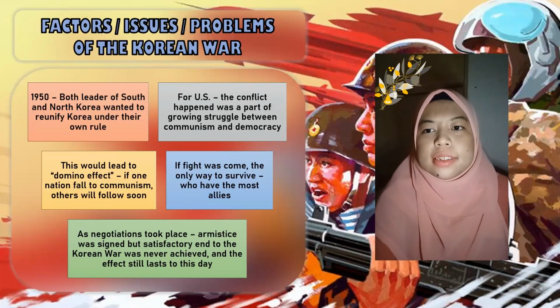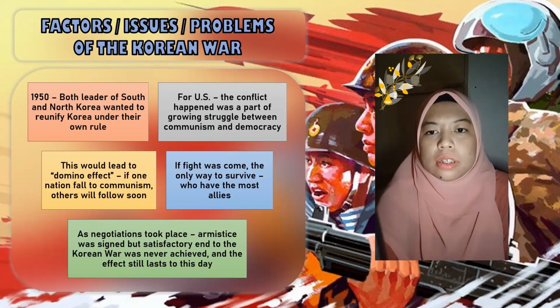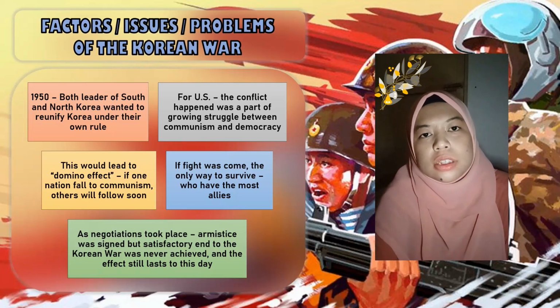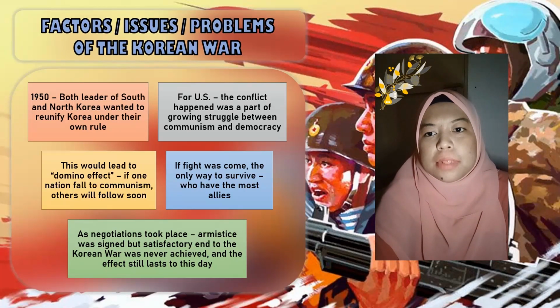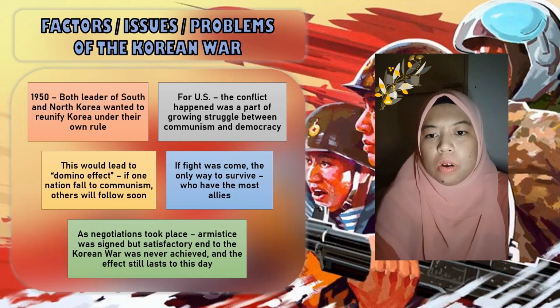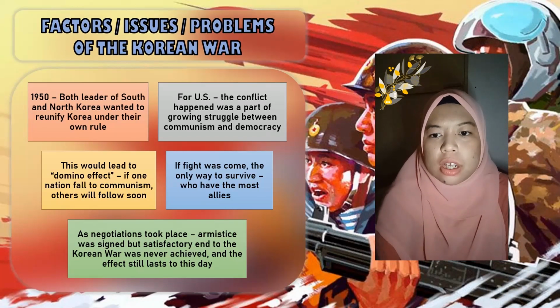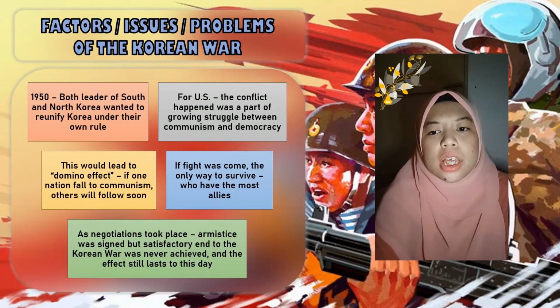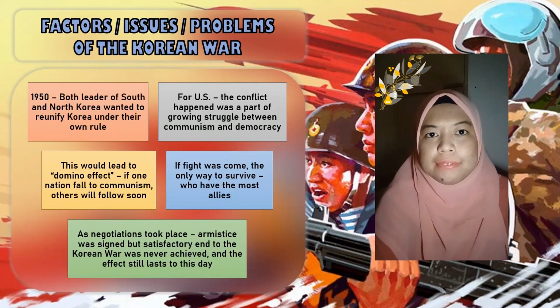As negotiations took place, fighting continued along the 38th parallel until finally, after 2 years of negotiations, an armistice was signed on July 27, 1953. A ceasefire which lasts to this day was immediately put into effect, but a satisfactory end to the Korean War was never achieved. Sadly, hostilities between North and South are still at an all-time high, and the continued backing of Russia and China allow North Korea, impoverished as it is, to survive.